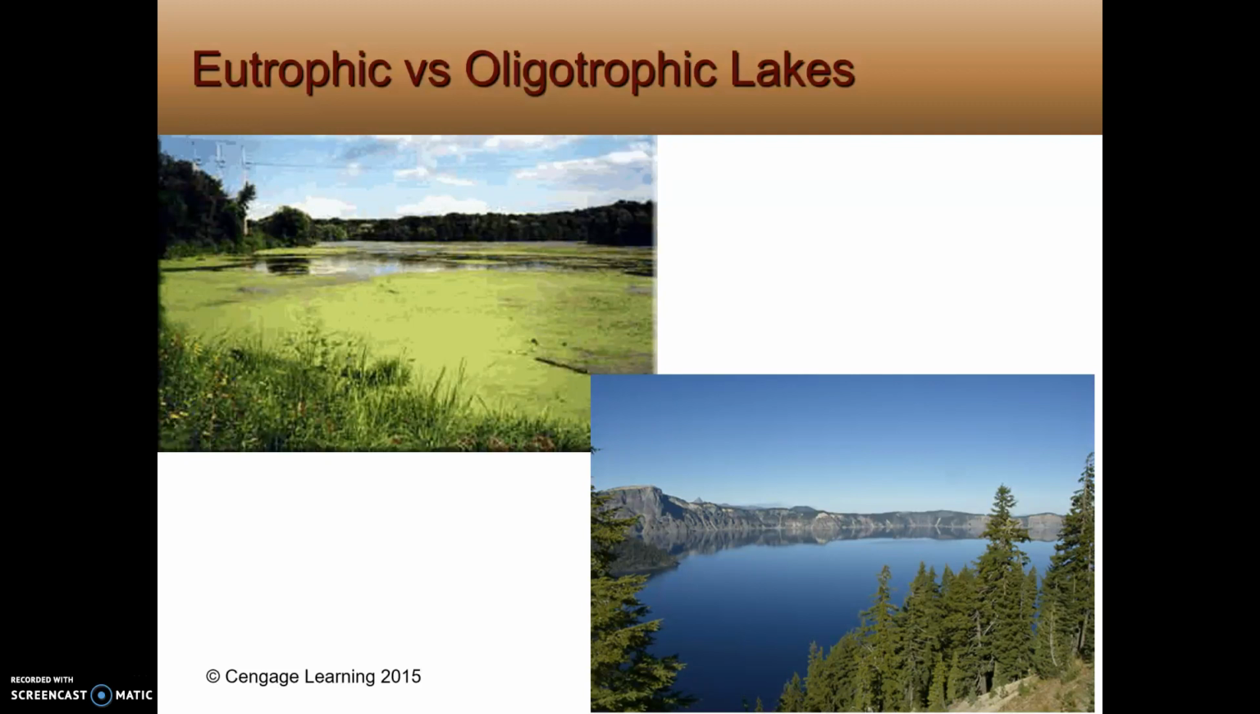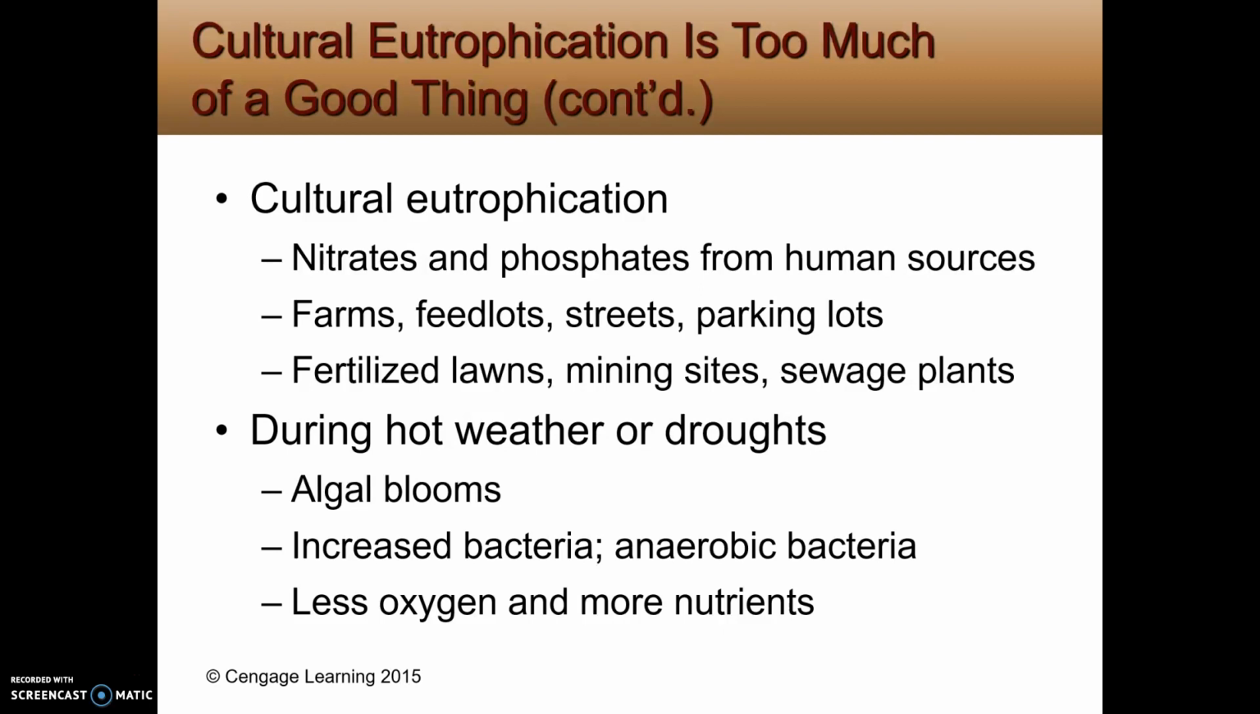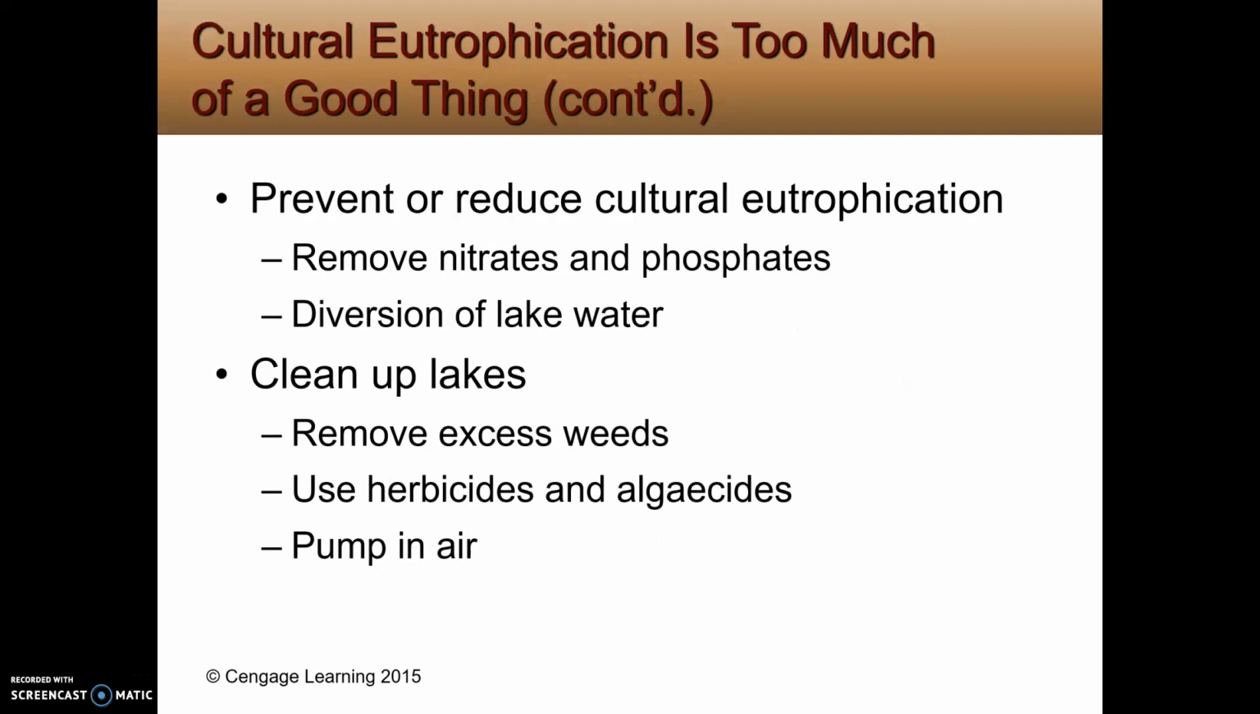Where you run into issues is when you have what's called cultural eutrophication. That's where humans introduce extra nitrates and phosphates from, again, farms, feedlots, fertilizers, fertilizing lawns, mining situations, and sewage plants, and that's where you get massive algal blooms above and beyond what normally should be there. That's what leads to the dead zones that we've already talked about extensively. So really what you need to do is remove nitrates and phosphates from the products that we use.